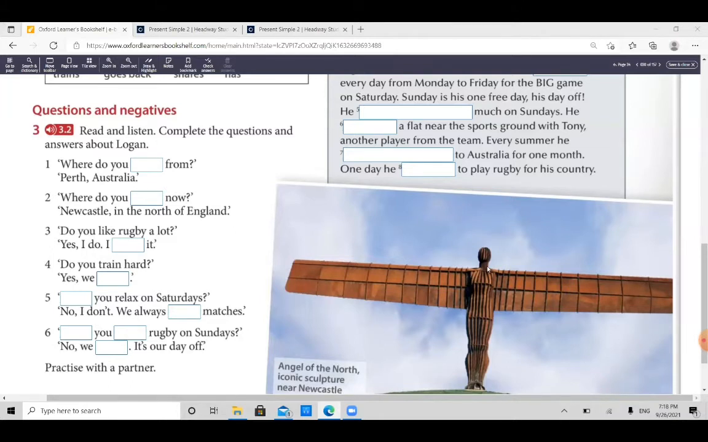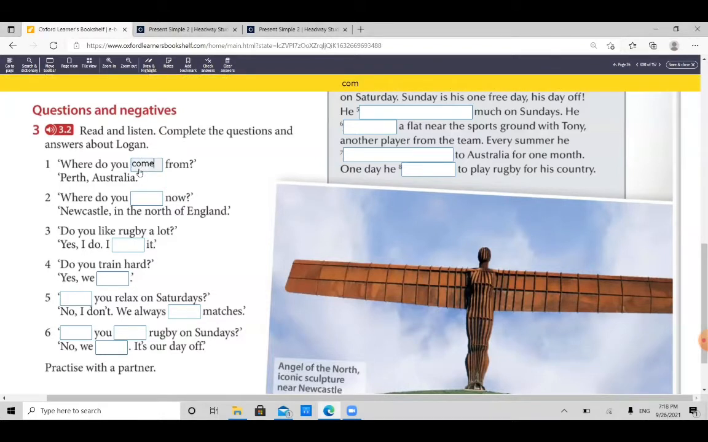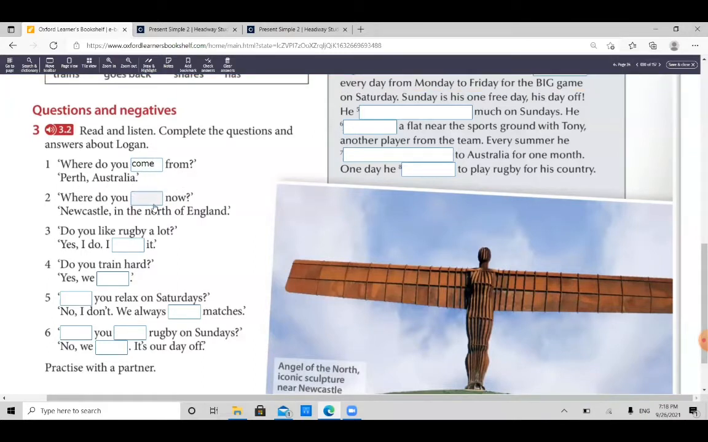Okay, let's now start with Abdurrahman. Where do you live from? Not live, Abdurrahman. We have the preposition from. What do you think? We were just talking about this verb. You are from Saudi Arabia means you come from Saudi Arabia. So with the from, always use the verb come. Yes. Where do you come from? Perth, Australia. Okay.